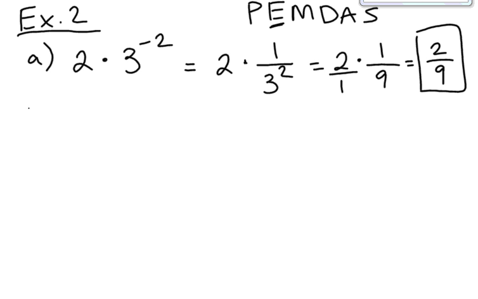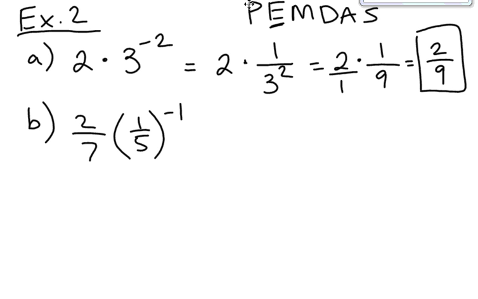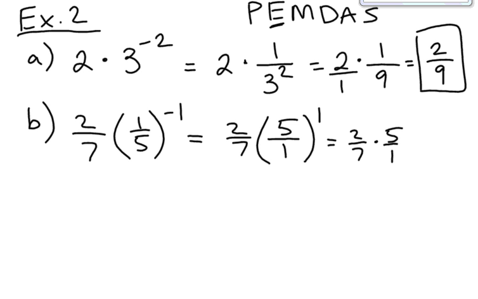Part B, next example. What if I now throw in some nice fractions? So 2/7 times 1/5 to the negative 1 power. So again, we don't want to multiply first, we want to take care of the exponent first. So the 2/7 I'm going to leave alone. Then the 1/5 becomes 5 over 1 because we had a negative exponent, and then that negative 1 becomes a positive 1. And so really that's 2/7 times 5 over 1, the first power, which is the same thing, and then multiply across, and we get 10 over 7.